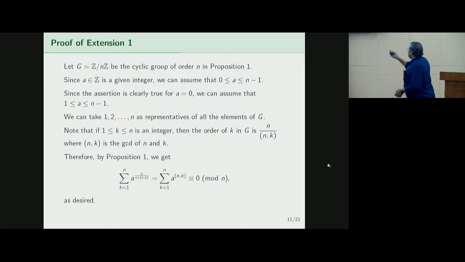So therefore by Proposition 1, we have the sum from k equal to 1 to n of a to the power the cardinality of G divided by the order of the element. Here the element is k, and the order of k is nothing but n by the GCD of n comma k. So therefore we get it.